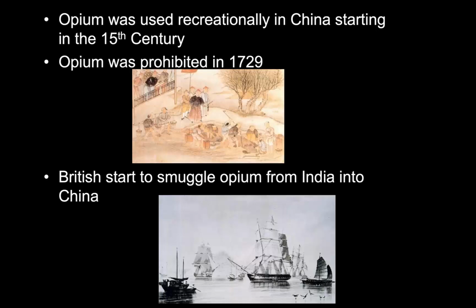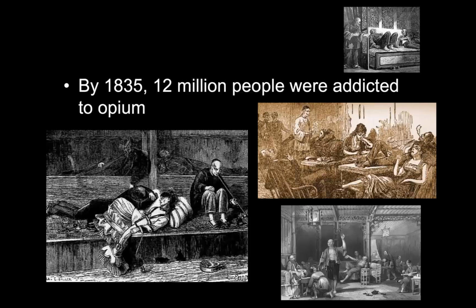And so the British begin to smuggle opium in, even though opium has been prohibited. The British just kind of sneak it in, and people in China continue to buy it. So by 1835, 12 million people, you can see these images, are addicted to opium, and therefore they are completely useless to China as productive citizens. This is a national tragedy for China.